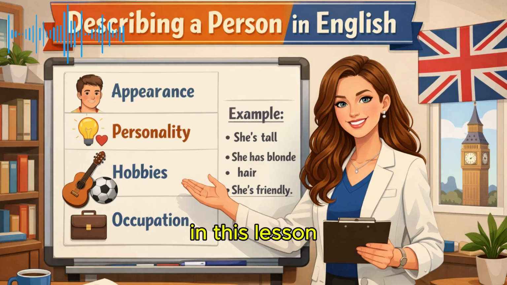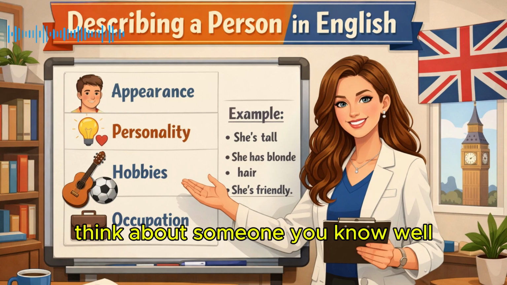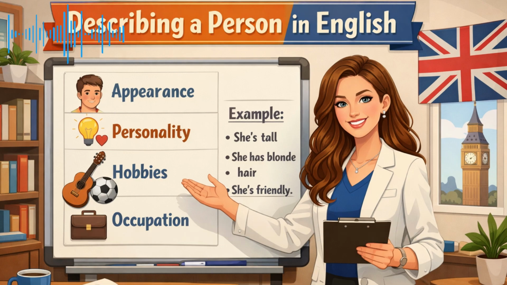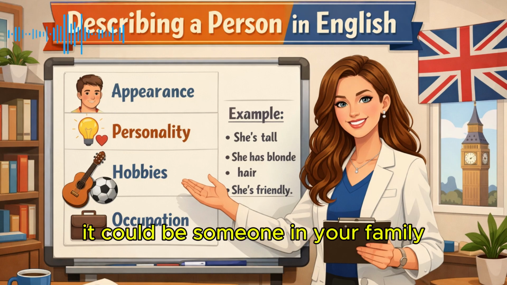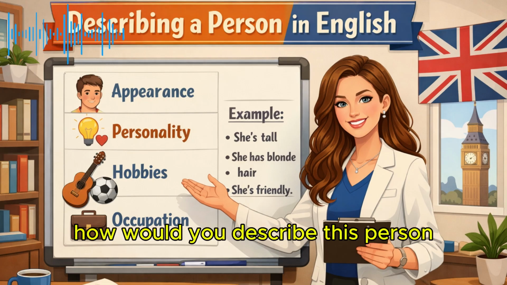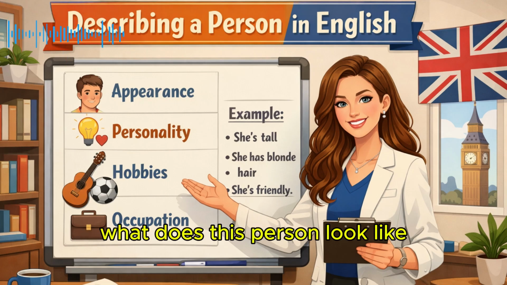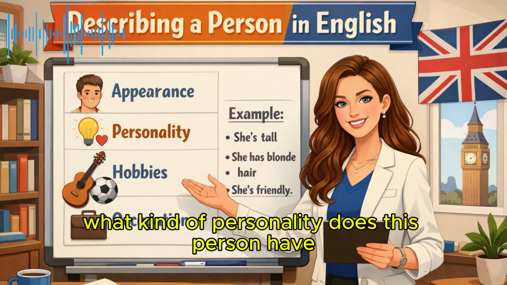In this lesson, you can learn how to describe a person who you know in English. Think about someone you know well. It could be someone in your family, a close friend, someone you work with, or someone else. How would you describe this person? What does this person look like? What kind of personality does this person have?